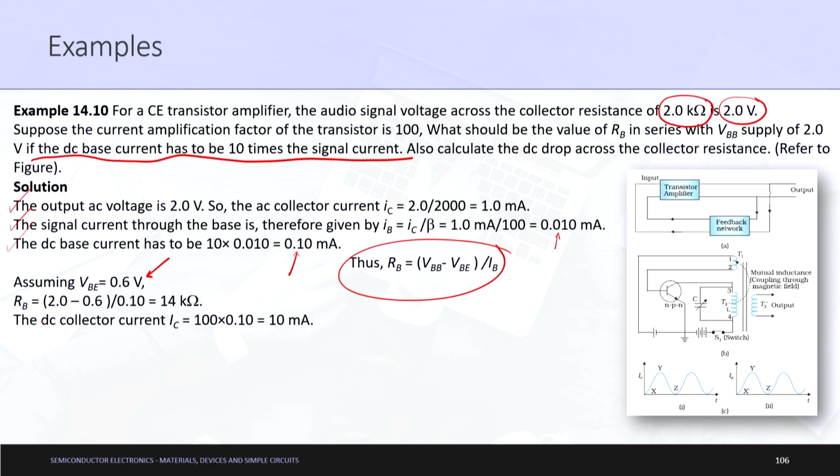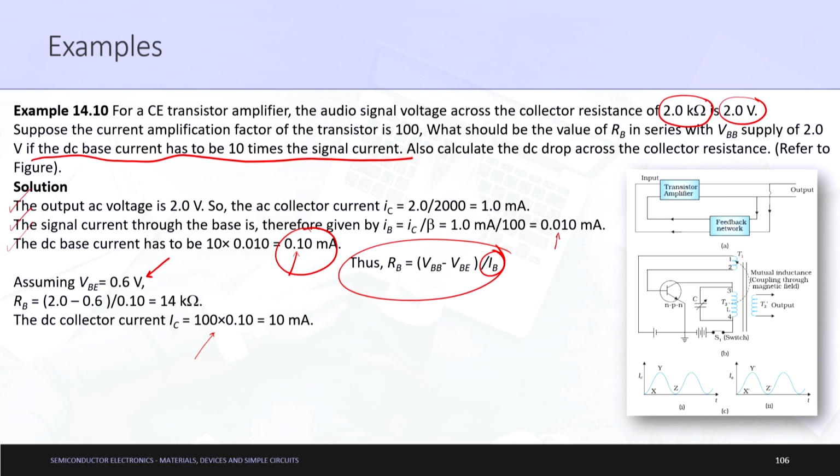So, I think everything else is given to you. VBB is given to you as 2 volts, right. VBE is given to you as 0.6, we just assumed it, and this IB we just obtained as 0.1 milliamperes. Just putting in the values, we will get the value of RB as 14 kilo ohms. Therefore, the DC collector current IC is nothing but equal to 100 times 0.1, which is 10 milliamperes.